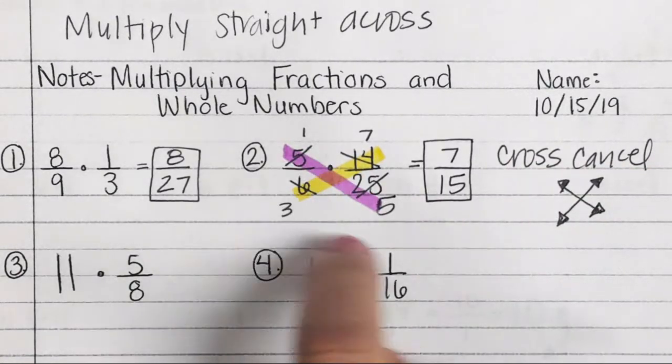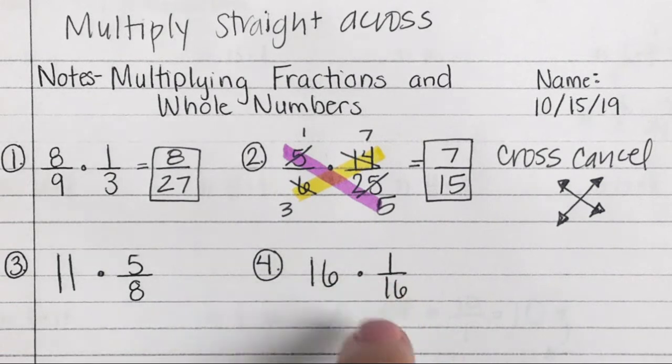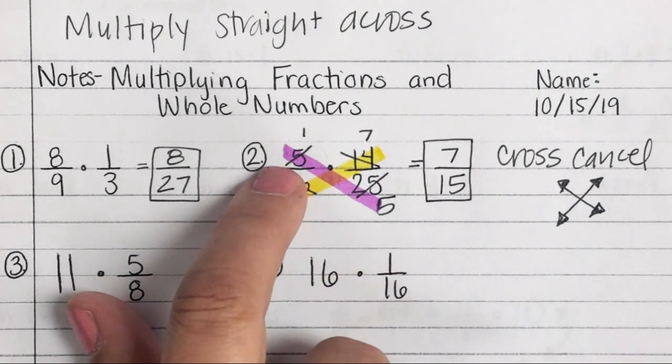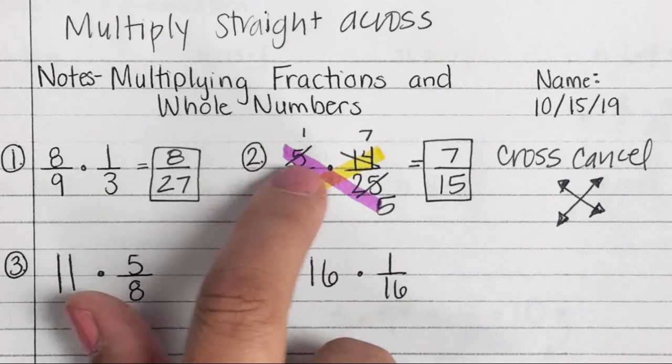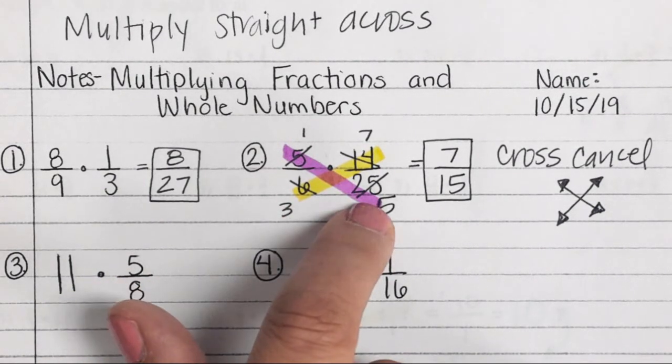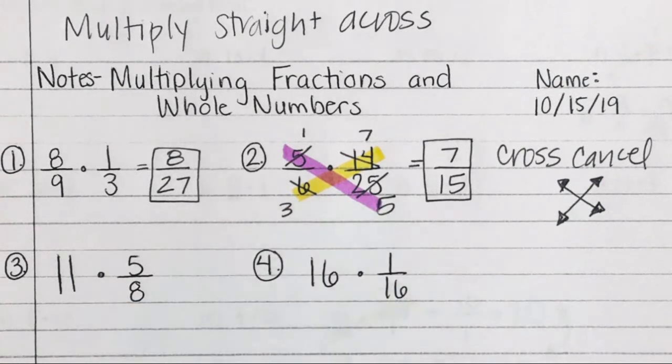So cross-canceling, you're doing your simplifying before you even multiply. And here's the cool thing. If I had not cross-canceled and multiplied straight across, 5 times 14 would give me 70. 6 times 25 would give me 150. Well, 70 over 150 is the same thing as 7 over 15. Okay? That's cool. So it basically takes care of your simplifying before you get to the answer.